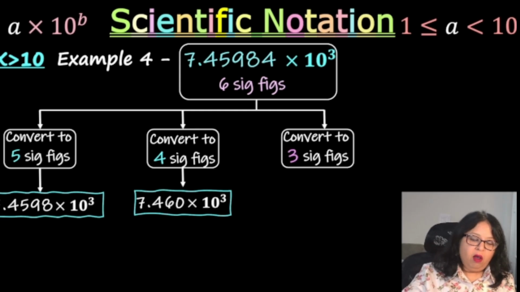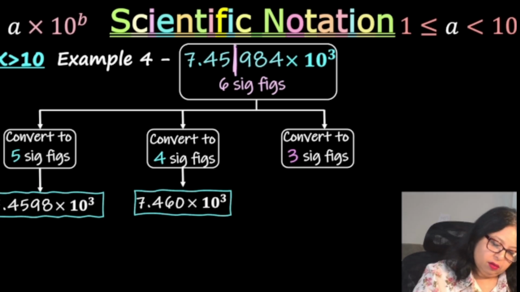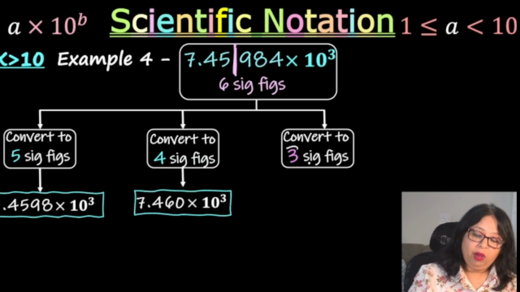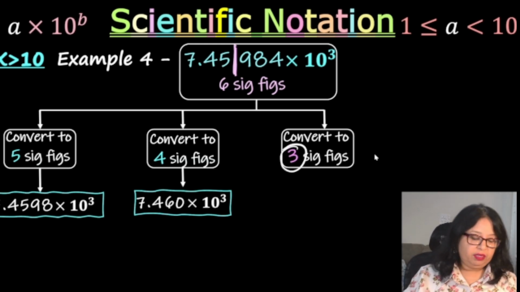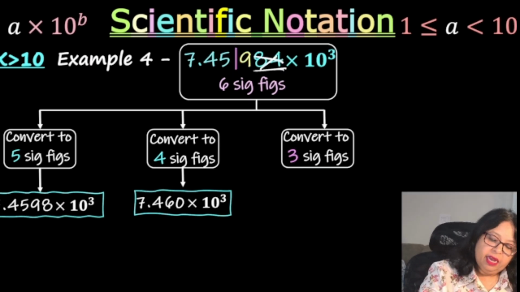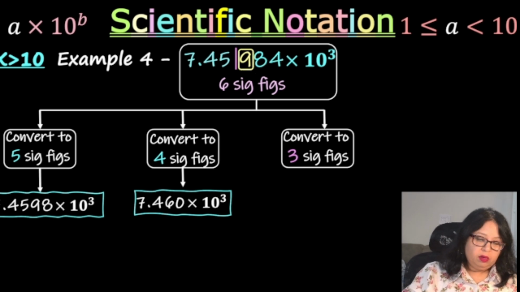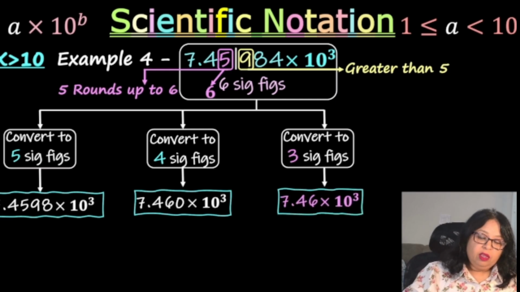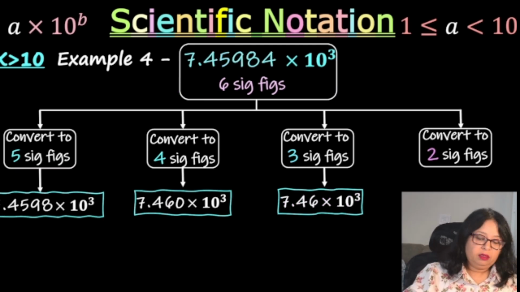Okay. Now round off to 3 sig figs. Again, put this line over here. To the left of the line, I have 3 digits. Why? Because I want to round off to 3 sig figs. So we're going to pretend like this 8 and 4 are not even there. 9 is greater than 5. Therefore, the number to the left of the line, which is 5, rounds up to 6. Therefore, our answer is now 7.46 times 10 to the power 3.